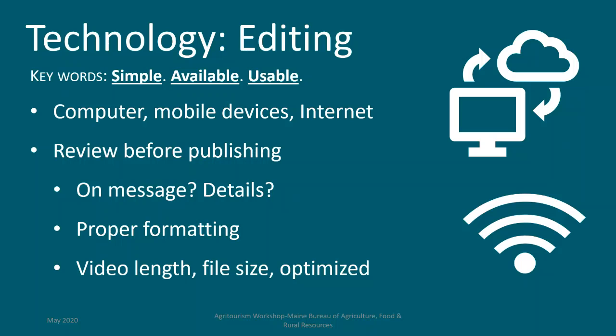If you have a computer, if you have a phone, if you have the internet, that's what you need to get started. Now, when you're ready to publish, again, revisit. Is it on message? Have you included any types of details that you want to? Or should you exclude that? If you're talking about the best apple pie around and you're showcasing the orchard, but you're also getting a piece of the outhouse and the restrooms in the shot, you probably don't need to include that. Let's keep it on message that you have the most delicious apple pie.